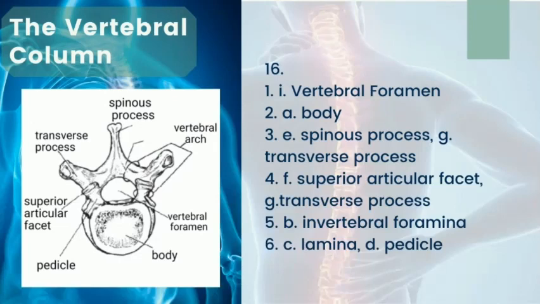Number 4. F. Superior articular facet and G. Transverse process provide an articulation point for the ribs. Number 5. B. Intervertebral foramina is the opening providing for exit of the spinal nerves. Number 6. C. Lamina and D. Pedicle are the structures that form an enclosure for the spinal cord.